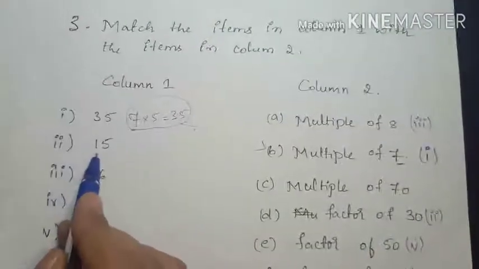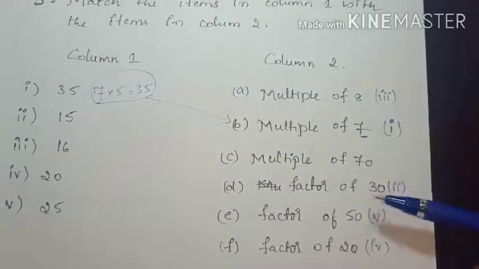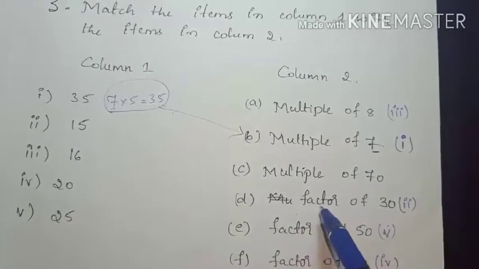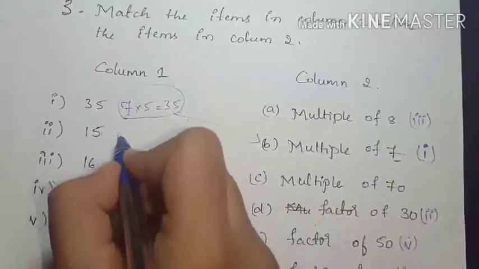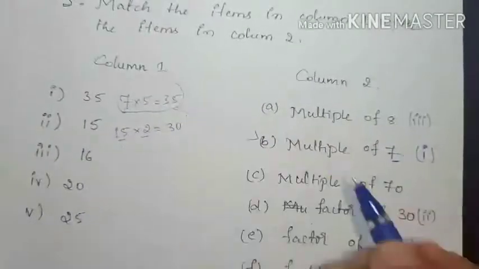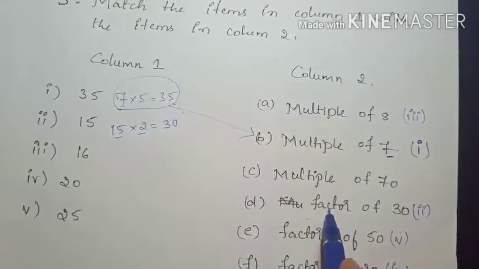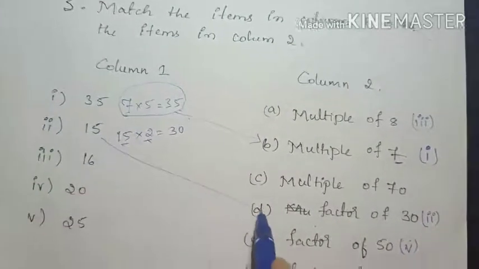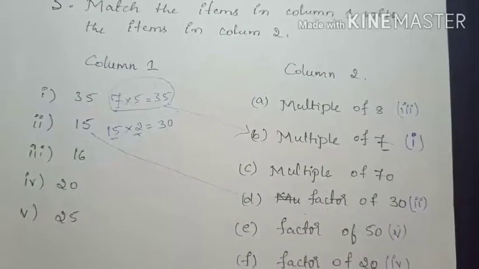The next one, 15. Can you guess what is the right answer for this? Look at the answers. Yes, 15 is a factor of 30 because 15 twos are 30, right? 15 twos are 30. So 15 and 2 are the factors of 30. Here 15 is a factor of 30. Option D is the right answer for this question.